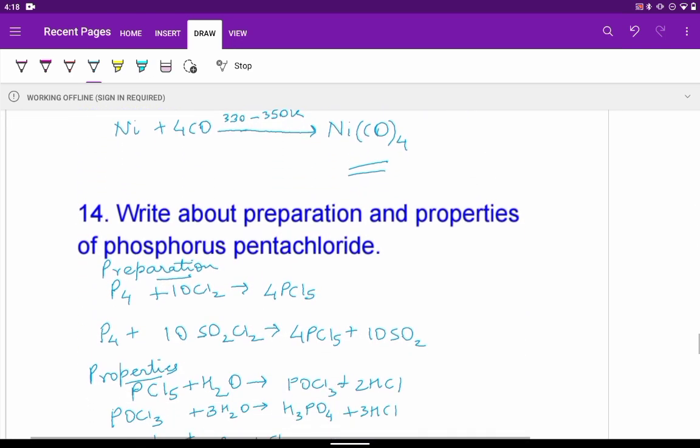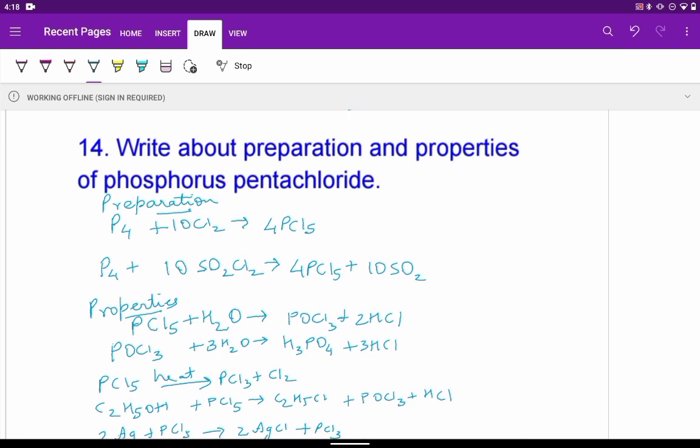Next is preparation and properties of phosphorus pentachloride. Phosphorus pentachloride is prepared by the reaction of white phosphorus with excess of dry chlorine. This is the equation: P4 plus 10Cl2 gives 4PCl5.